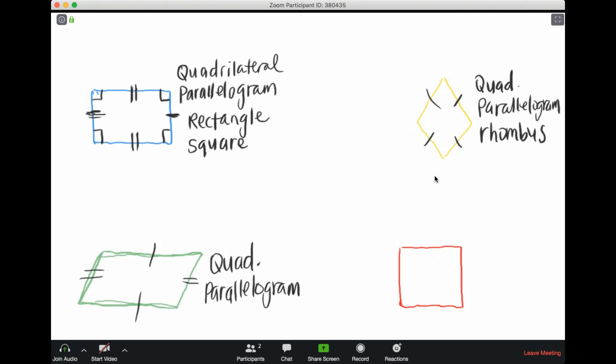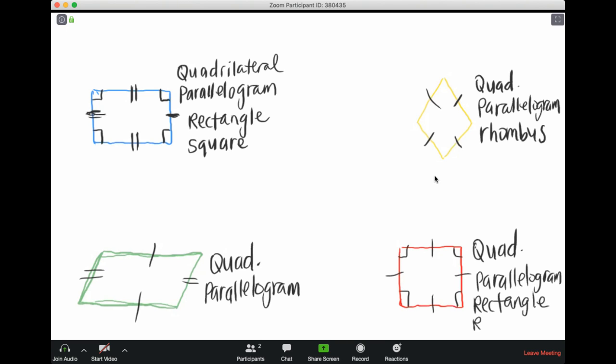Now let's take a look at this last one. This is a quadrilateral because it has 4 sides. Opposite sides are parallel and equal, so it's a parallelogram. It has 90-degree angles, so it could be a rectangle. All sides are the same length, so it can be a rhombus. But because all sides are the same length and it has right angles, it's a square.